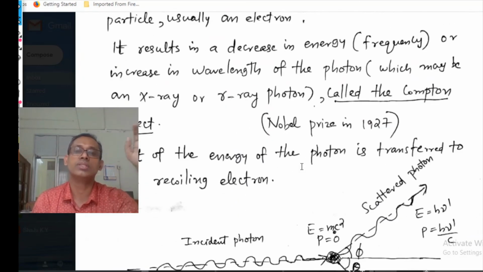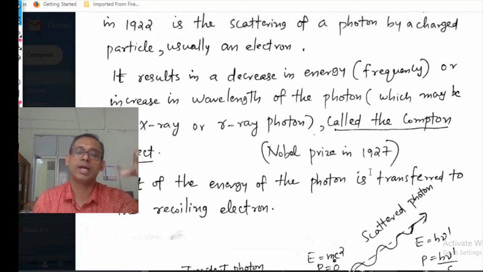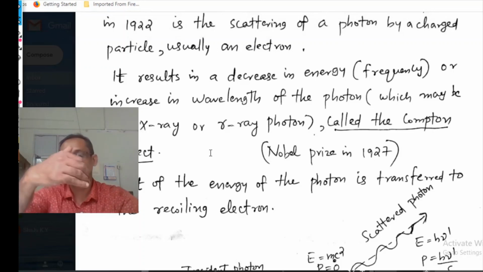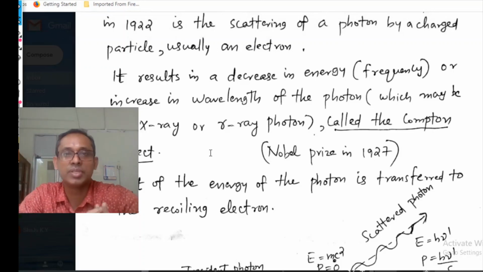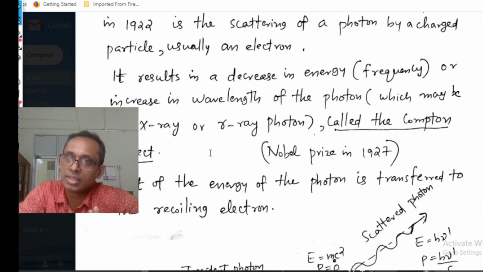Because of this, Compton was awarded the Nobel Prize in 1927. So through all these experiments, all these effects, and the explanation given to them, we confirm that electromagnetic radiation has particle nature.